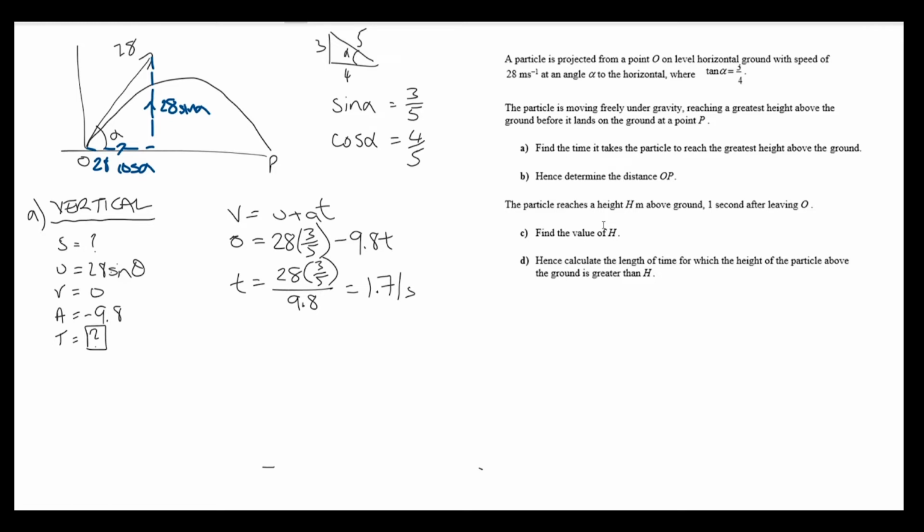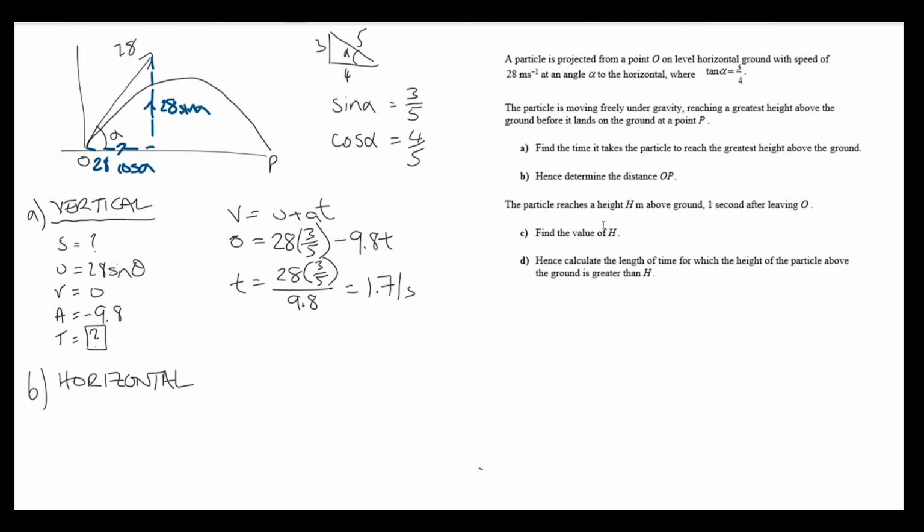Part B of the question says that we should be able to use that to find the distance OP. Well, we do know that the time that it takes to get to that highest point, because of symmetry, is also the time from the highest point back down to the ground again. In other words, from O to P is going to be double the time from O to its highest point. So we can just double that time, and then we can think about how far will it go horizontally in that time.